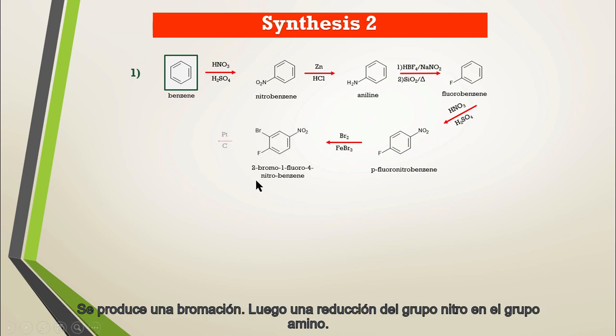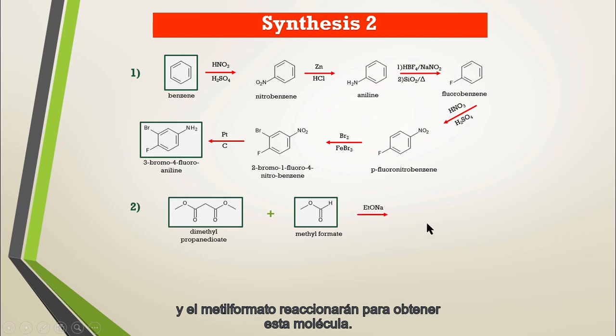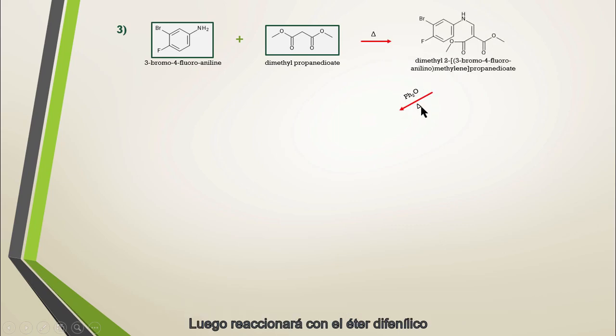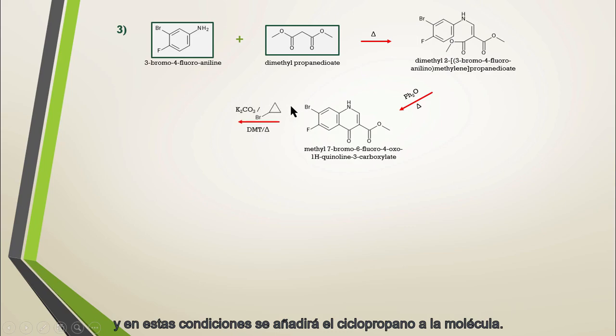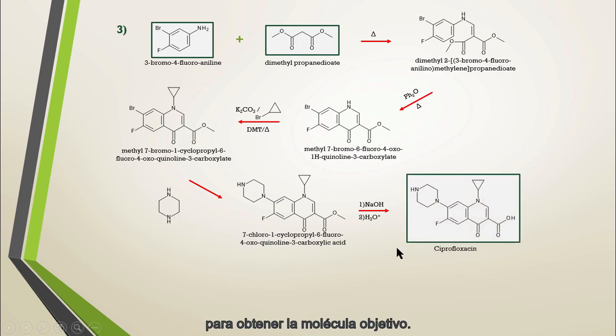Then a nitration happens, and then a reduction of the nitro group to an amino group. Now the dimethyl propanedioate and the methyl formate will react to get this molecule. The products of the previous steps will react with heat and this molecule is obtained. Then it will react with diphenyl ether, and with these conditions the cyclopropane is going to be added to the molecule. Finally, this molecule will react with piperazine and be reduced with sodium hydroxide to get the target molecule.